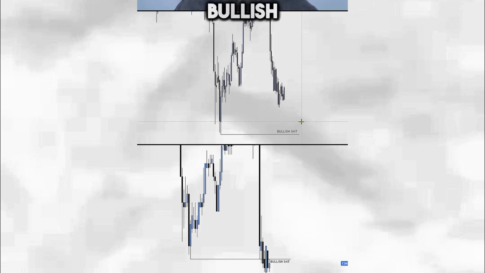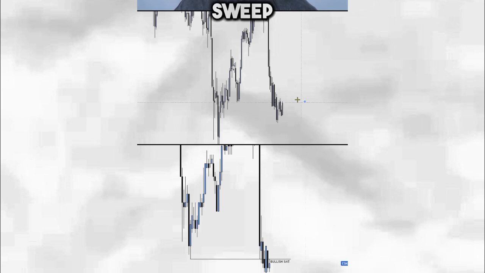The reason why this is a bullish SMT and not a bearish SMT is because we have swept the low. If we were to sweep the high on ES and not sweep the high on Nasdaq or vice versa, this would be a bearish SMT.